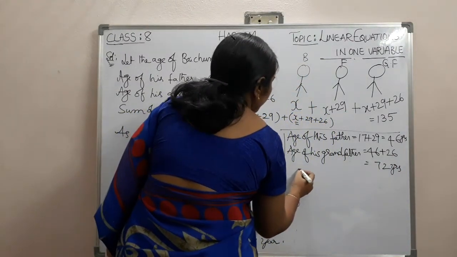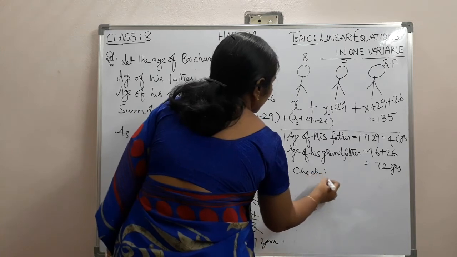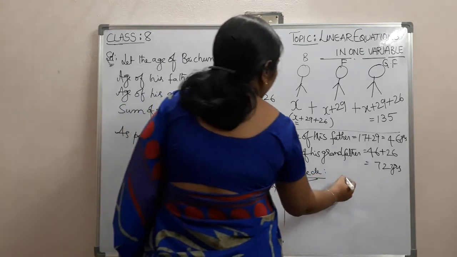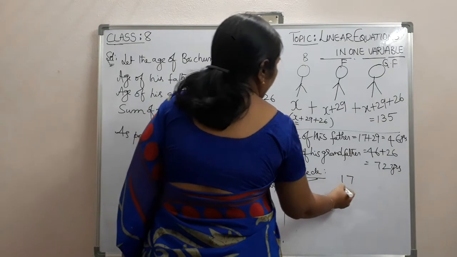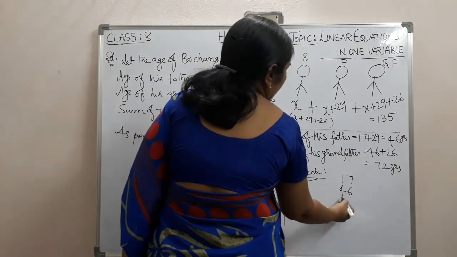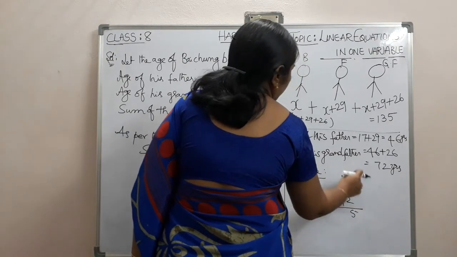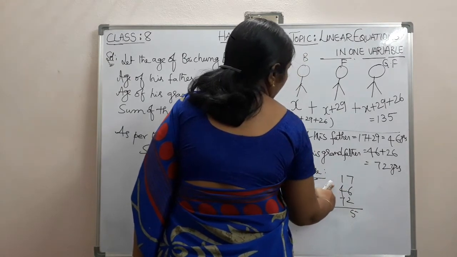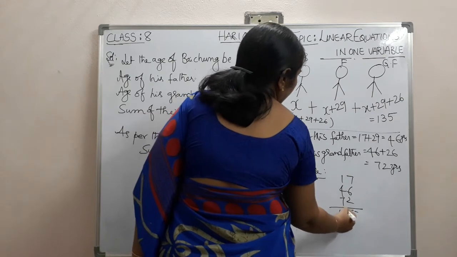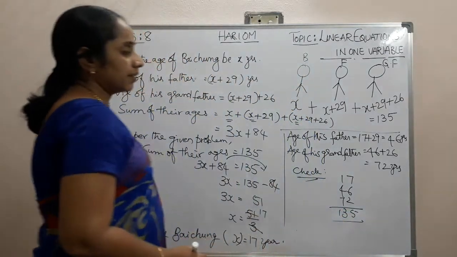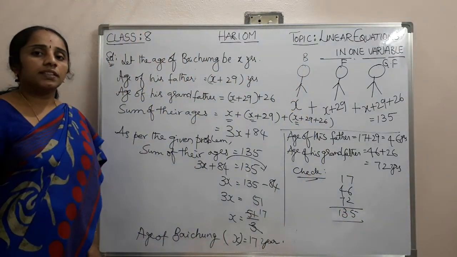The boy is 17, father is 46, grandfather is 72. The sum is 135 years.